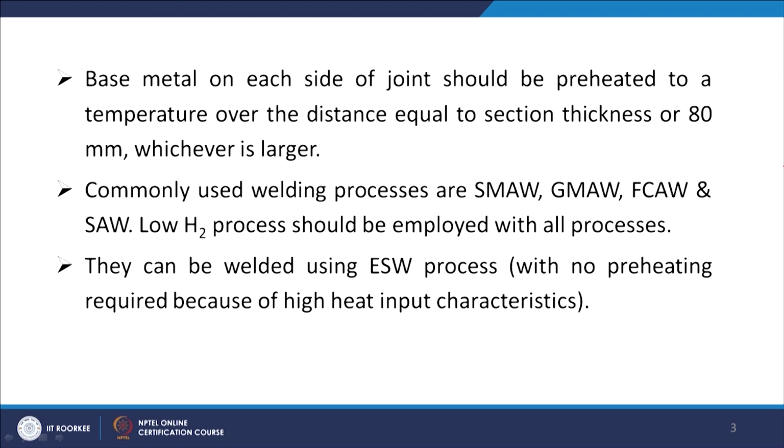Commonly used welding processes are shielded metal arc welding, gas metal arc welding, flux core arc welding, and also submerged arc welding. So, these are the commonly used methods which are preferred for these kinds of materials. Also, a low hydrogen process should be employed in all the cases to have better results.